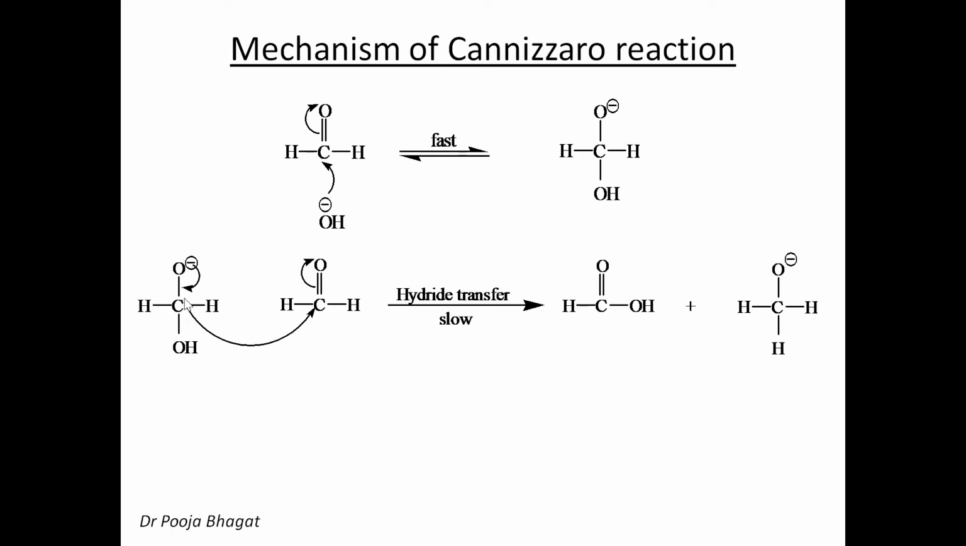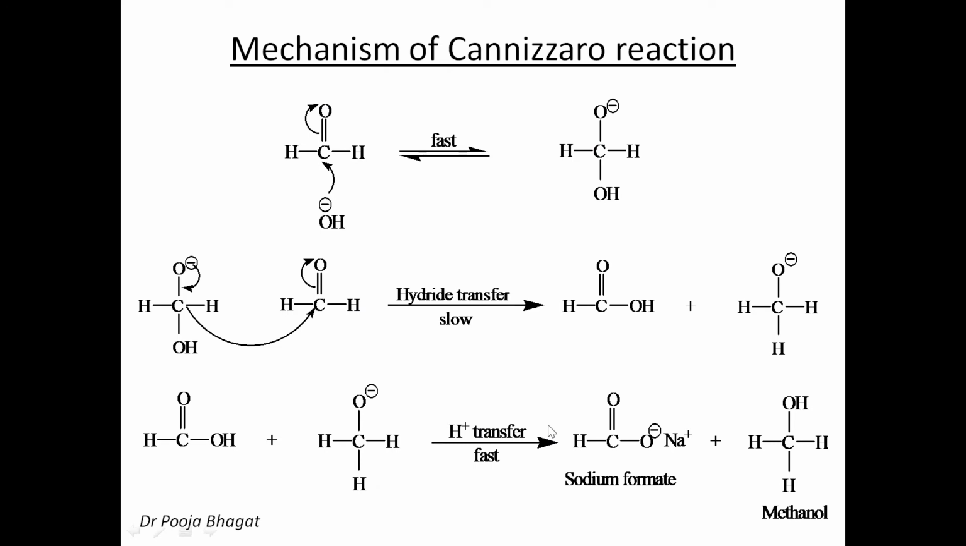Now what will you get? When this H goes out, then it is HC double bond O, OH, that is formic acid. And when this H negative gets attached to this carbon, it is CH3, that is methyl, single bond with O negative. This is called methoxide ion. So by the hydride transfer, you will get formic acid and methoxide ion. This is a slow step.